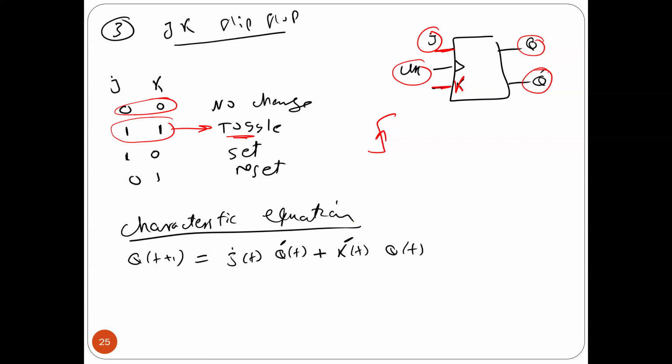If it is 1, 0, so if J is 1 and K is 0, we are going to make a set. If K is 1 and J is 0, then you are going to make a reset. So now we have four things that can be done here. Number one, no change. You can toggle, you can set, you can reset. Any questions?